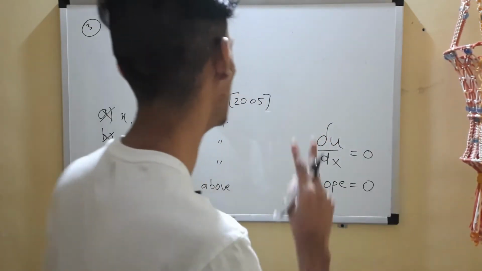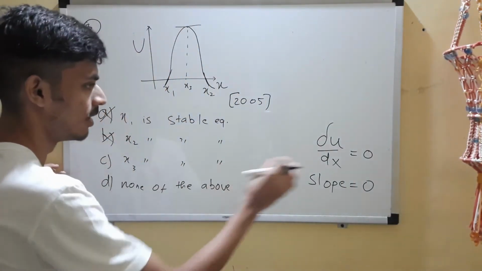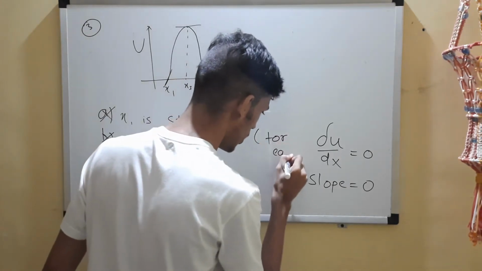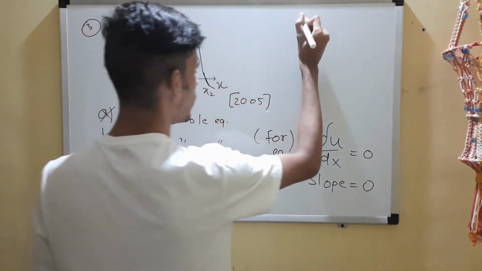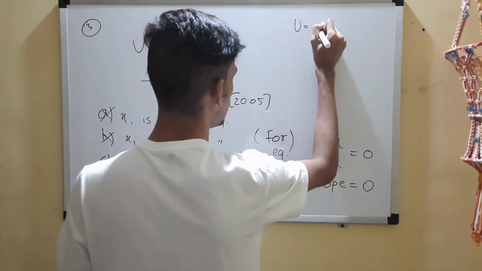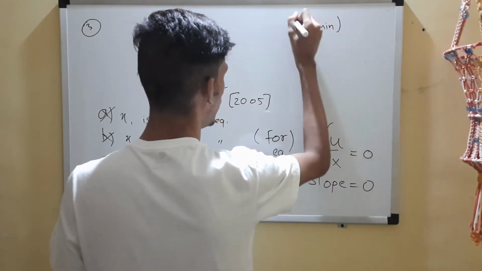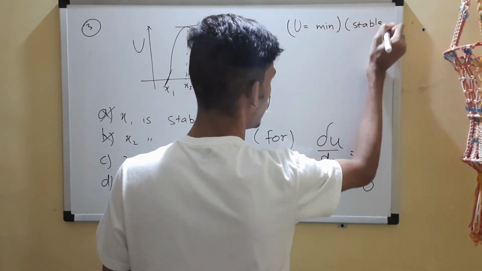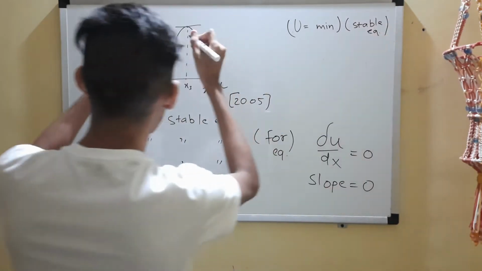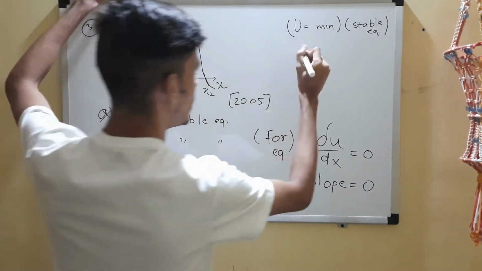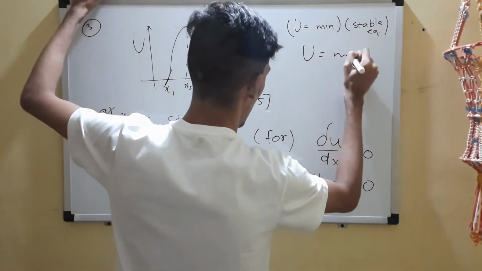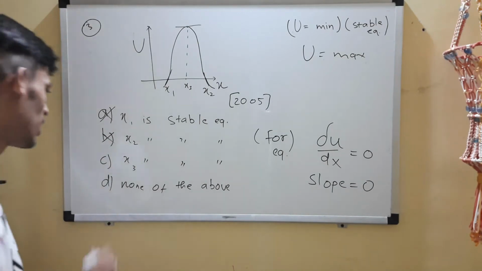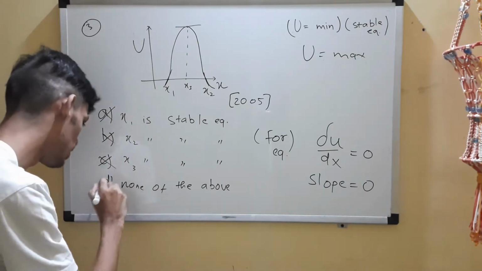No, there is condition 2 as well, right? This is the condition for equilibrium. For stable equilibrium, what is the condition? U should be minimum, right? The potential energy should be minimum for stable equilibrium. And in this case, you can see that the potential energy here is maximum. So this can't be a position of stable equilibrium either. The correct choice is D.